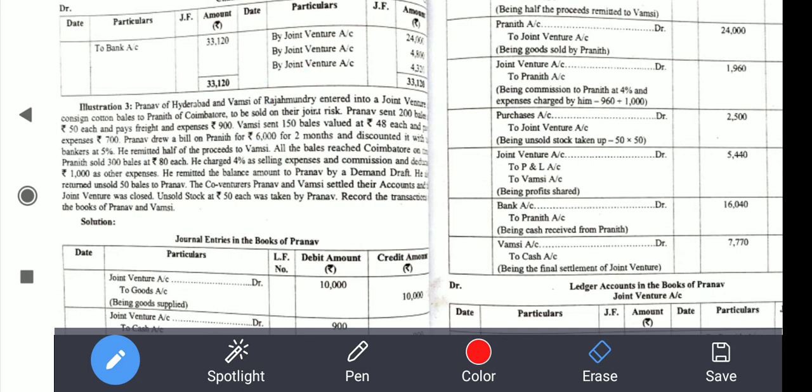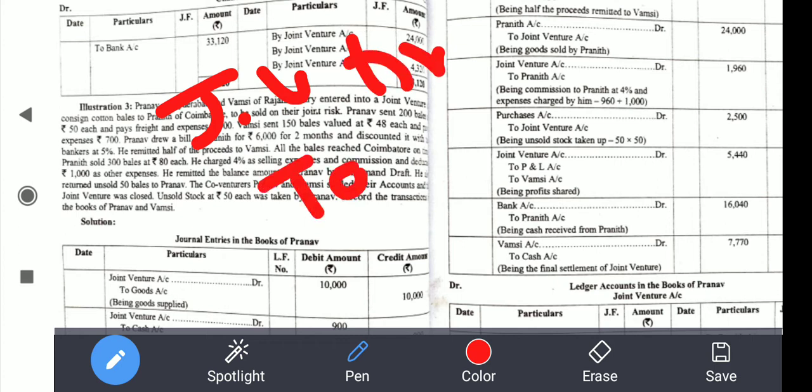Joint Venture Account debit to Vamshi Account, because these are the books of Pranav, so we have to use the party name. Joint Venture Account debit to Vamshi Account, being goods supplied by Vamshi. That is 150 into 48 rupees.